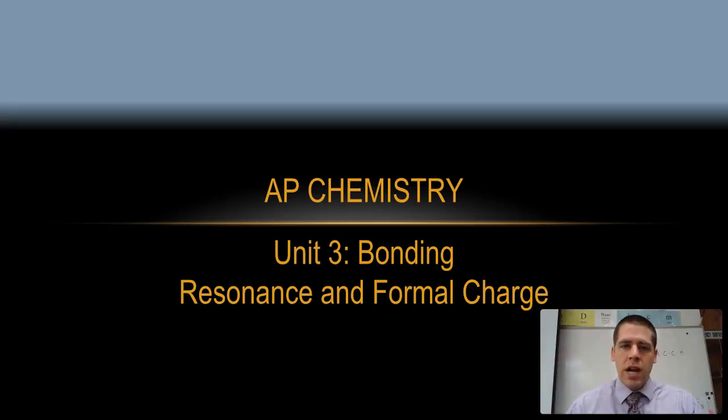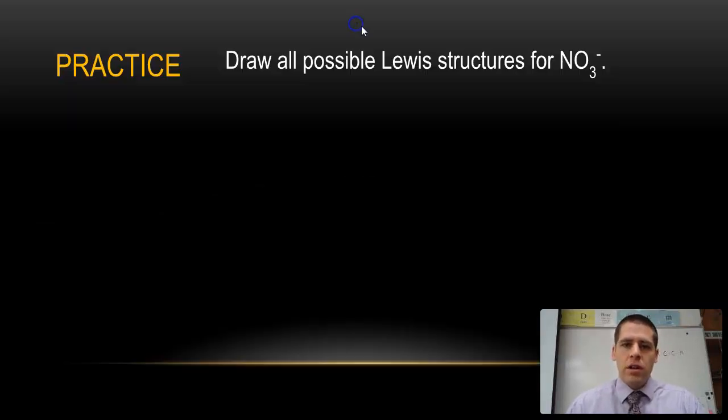Now that we've talked about Lewis dot structures, we need to go into what's called resonance, and with that comes formal charge. Let's get started. Start by drawing all the possible Lewis structures you can think of for NO3 minus. Remember that because of that minus, we need to add one more electron. So go ahead and pause the video and come up with as many Lewis structures as you can.